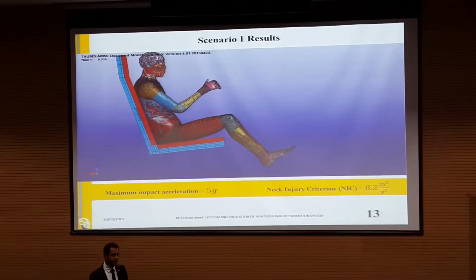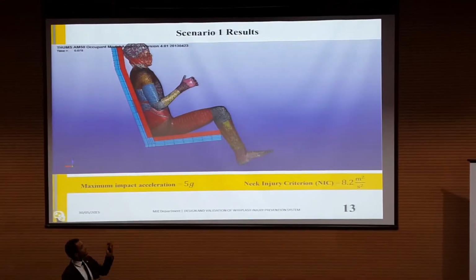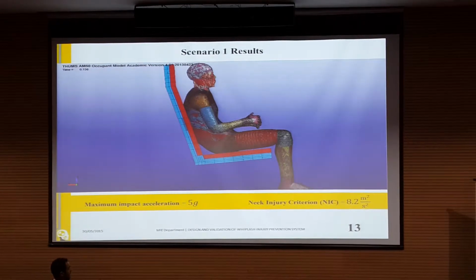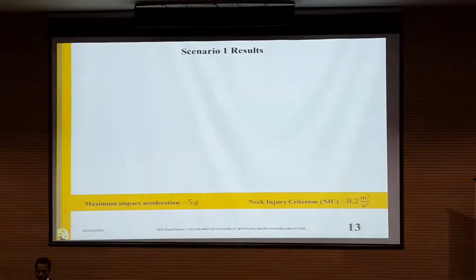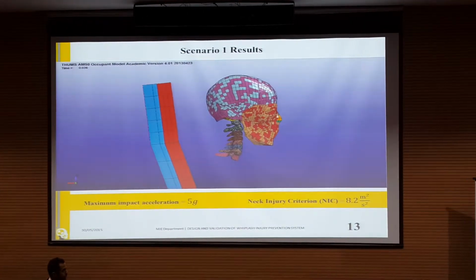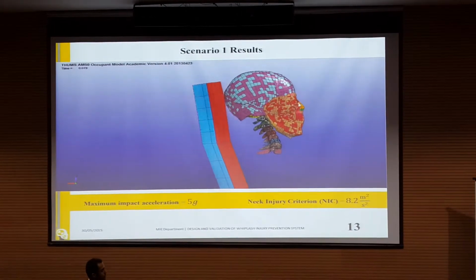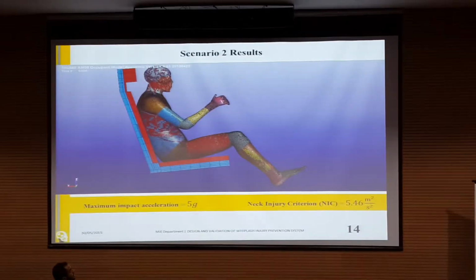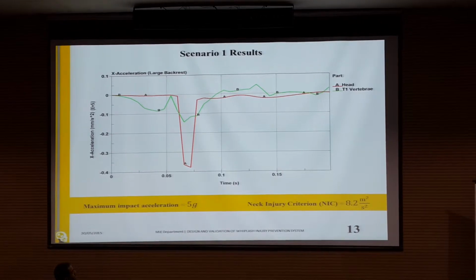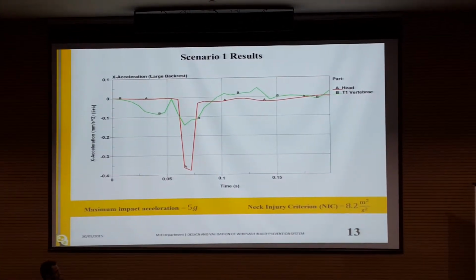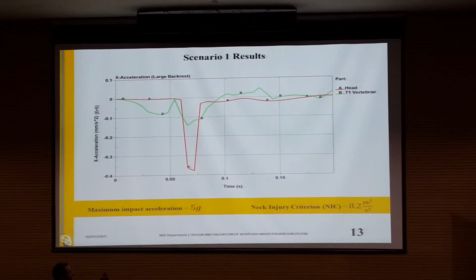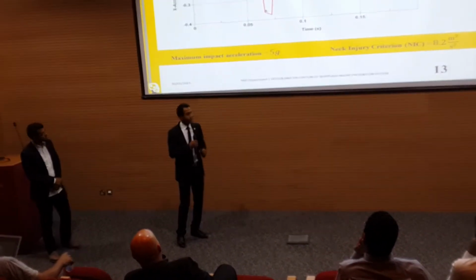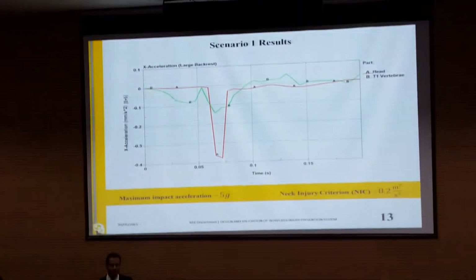Now, the results in the first scenario provided us excessive rotation of the neck, resembling high potential of whiplash injury, and a maximum impact load acceleration of 5 times the gravity acceleration. The neck injury criterion calculated for this scenario was 8.2 meters squared per second squared. As seen from the graph here, the point where the neck injury criterion is calculated is the point of rebound of the head, resembled by the red plot, at approximately 69 milliseconds.